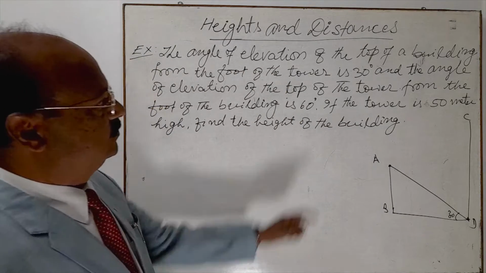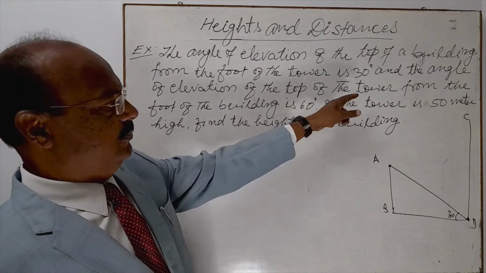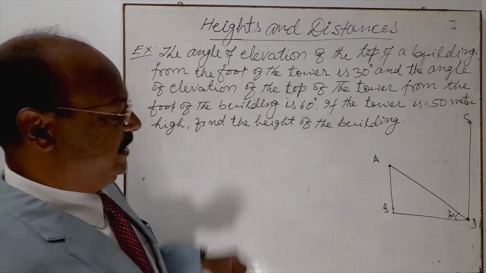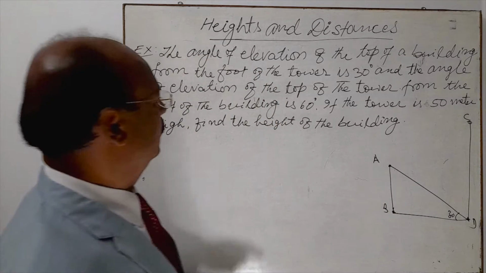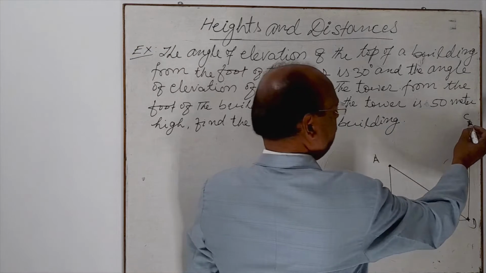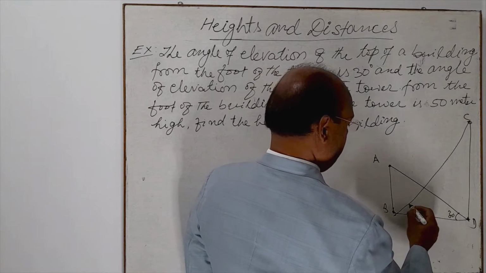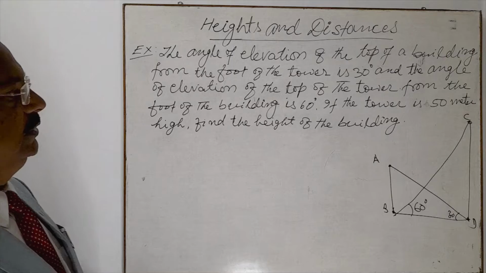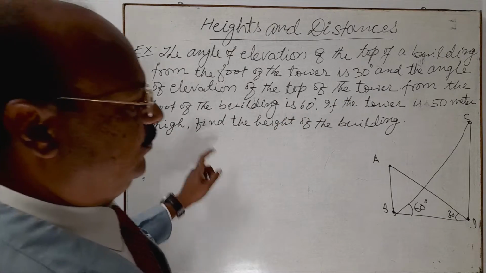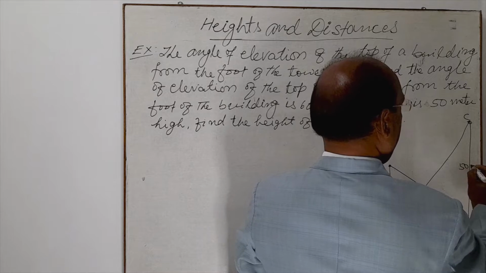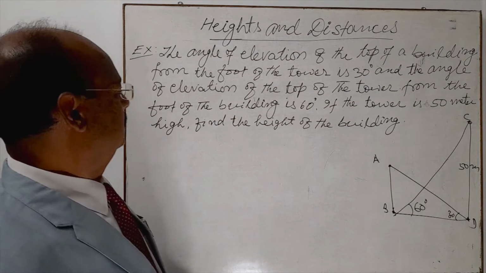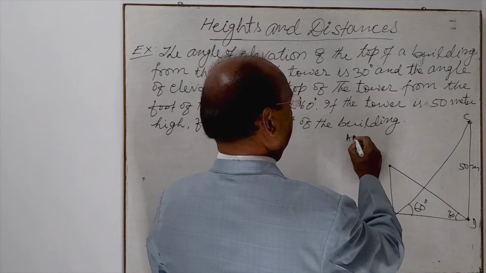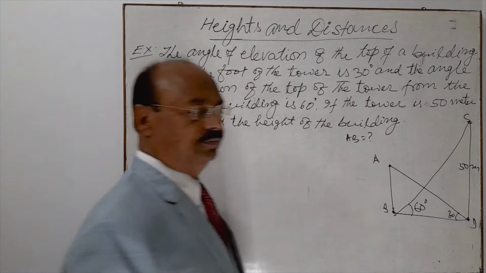And next, the angle of elevation of the top of the tower, this is point C, the top of the tower, from the foot of the building, B is the foot of the building, is 60 degrees. So this angle CBD is 60 degrees, correct? And if the tower is 50 meters high, this tower is 50 meters high, find the height of the building. We have to find out AB. Clear?